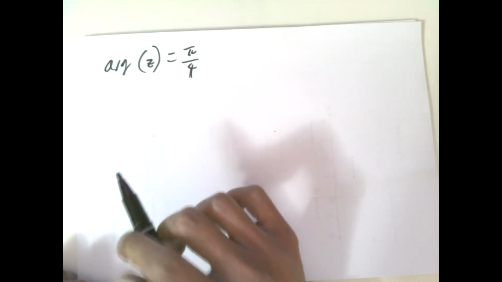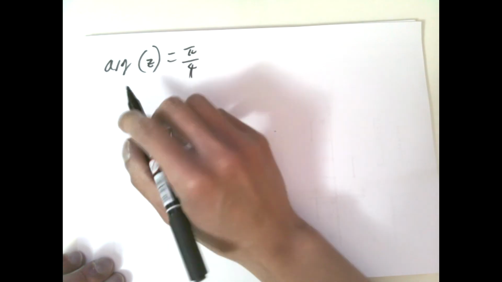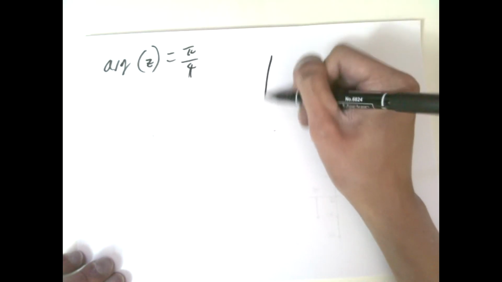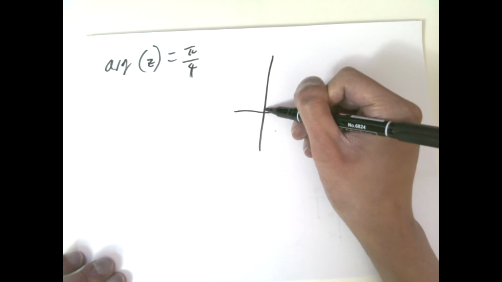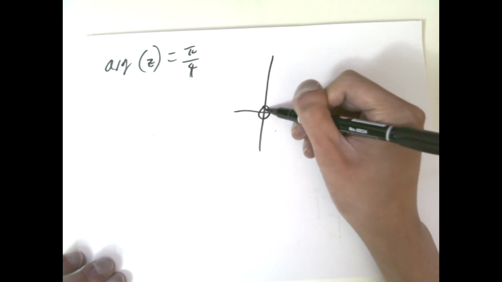The last locus we're going to look at is the argument. So, the argument in this case is going to be, the angle is going to be equal to pi on 4. Starting from the origin, pi on 4.